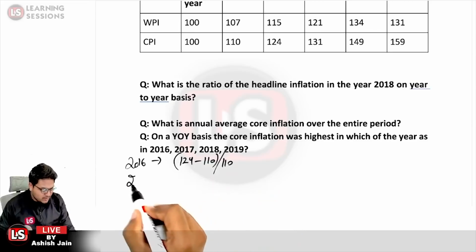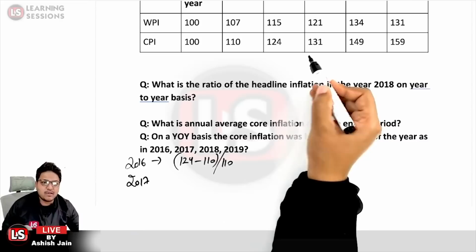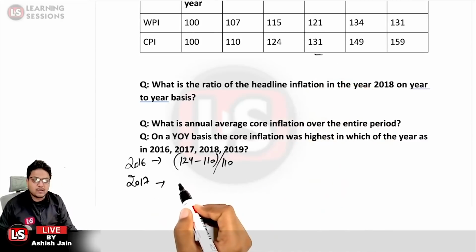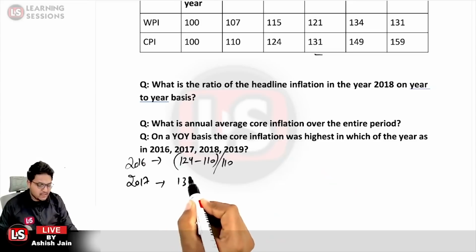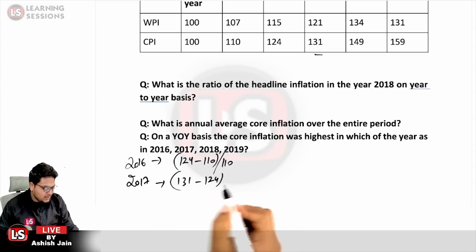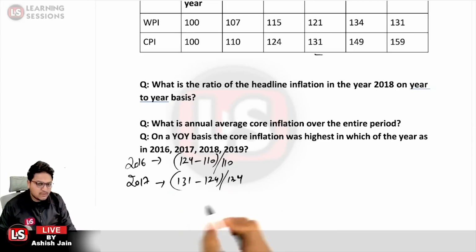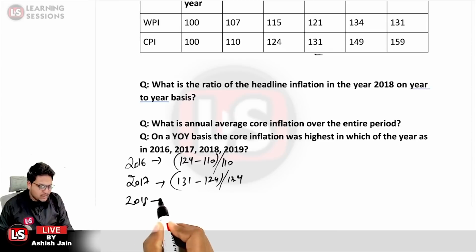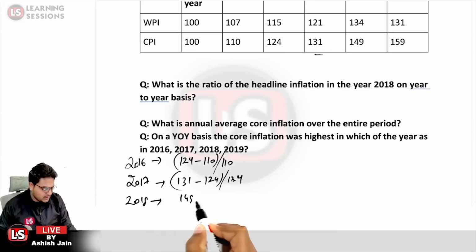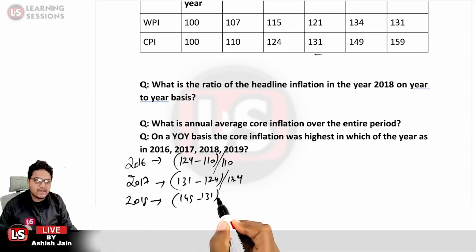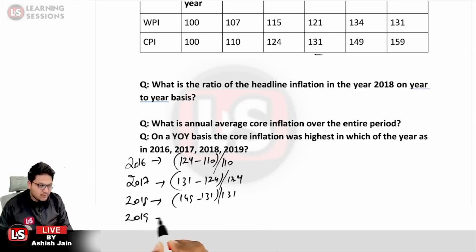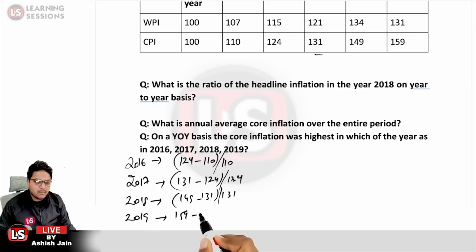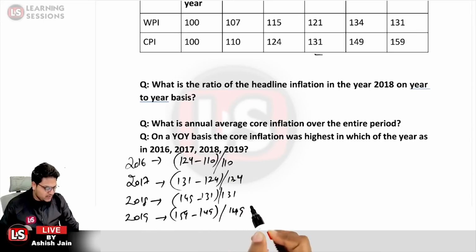And further, if we want to calculate it for 2017, because we want to calculate it for core inflation, that is CPI, it will be 131 minus 124 divided by 124. For 2018, it will be equal to 149 minus 131 divided by 131, and for 2019, it will be equal to 159 minus 149 divided by 149. Now simply we need to solve all this.